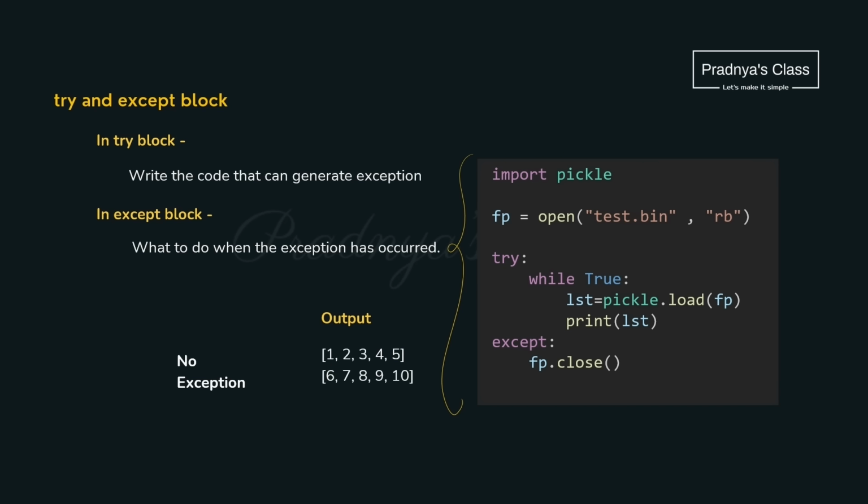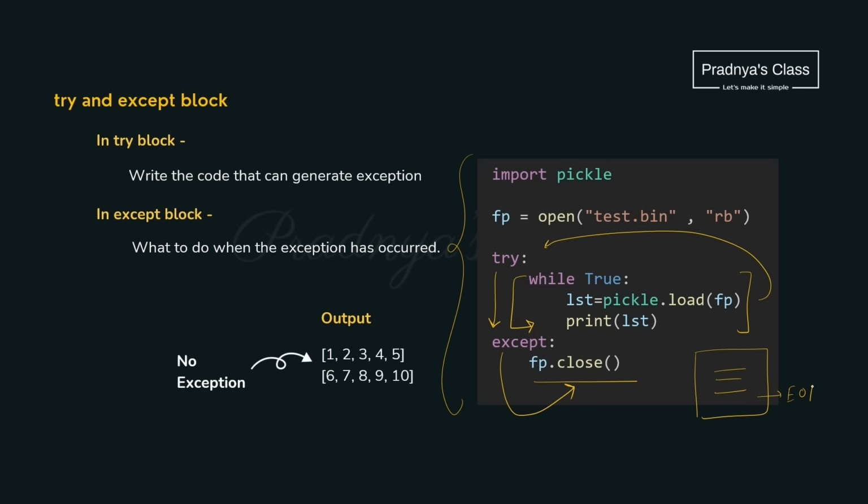Now look at the modified code. The statement which may result in an exception, we write in a try block. So the whole infinite loop we are enclosing in a try block. It means the content will keep on loading until it has something to load. But what if we reach the end of the file? In that case, an exception will arise. And when the exception arises, we will close the file. It means the content will get loaded and at the end the file will get closed. It means we will not get any exception. In this way, we handle the exception in case of a binary file.